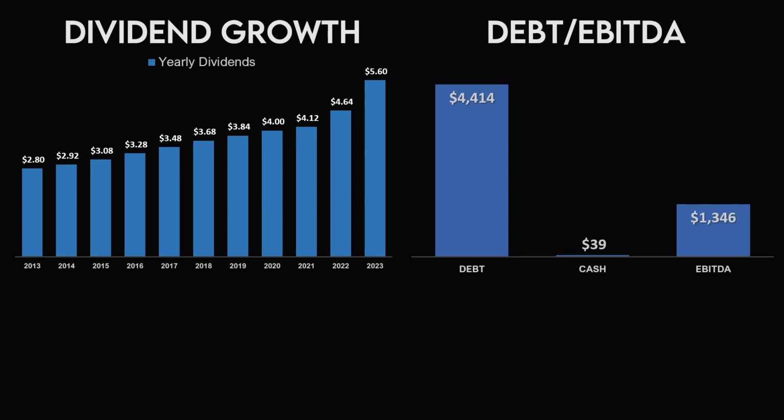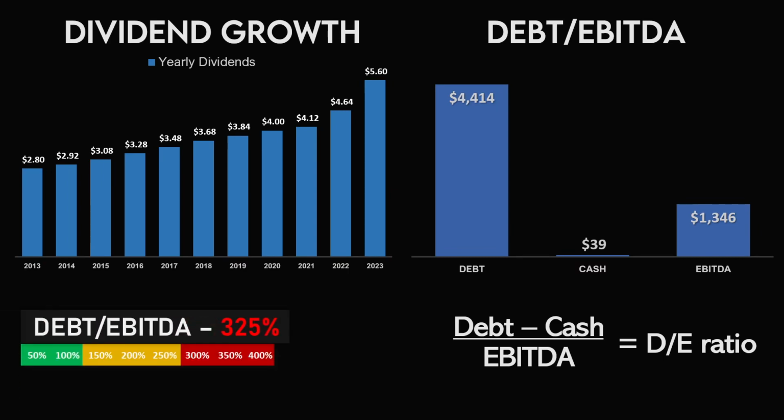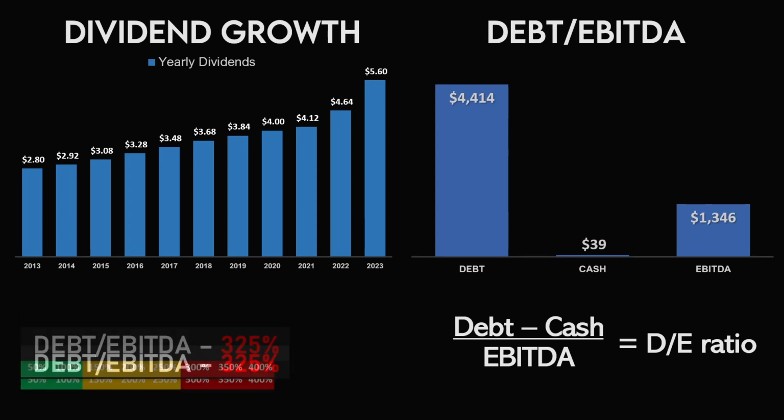To get a debt to EBITDA ratio, we have to take the debt of the company, subtract the cash from it, and divide it by the EBITDA. Out of this, we get the amount of years of EBITDA it takes for the company to pay off all of their debt. And for MAA, this is just over 3 years. In this case, a 325% debt to EBITDA ratio, which is in the red part of a scale, indicating a 5% increase in a margin of safety.